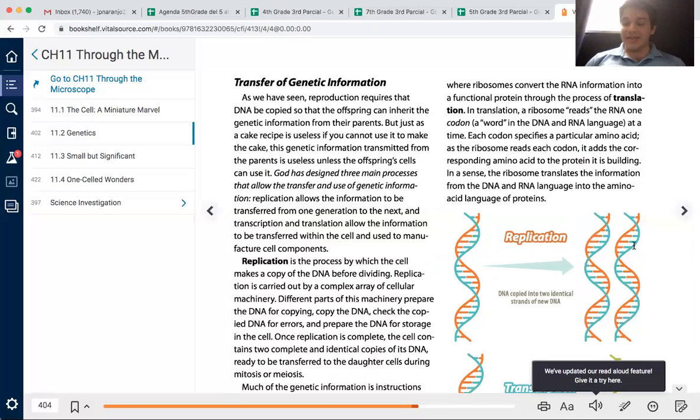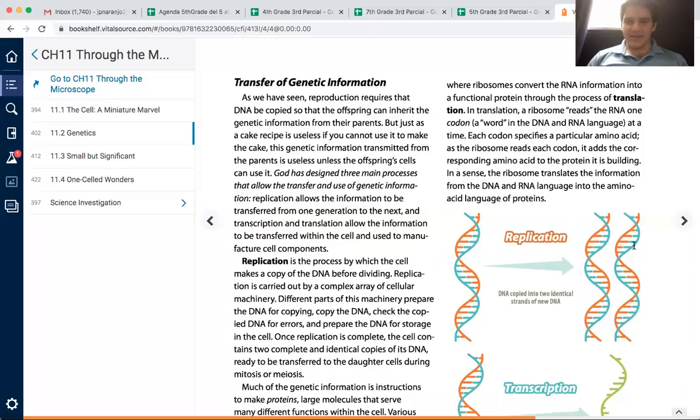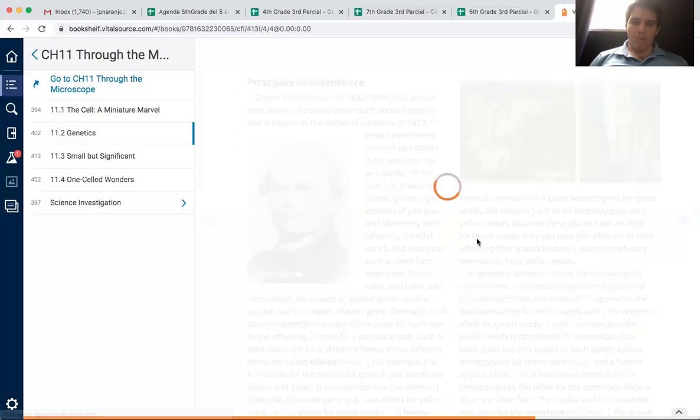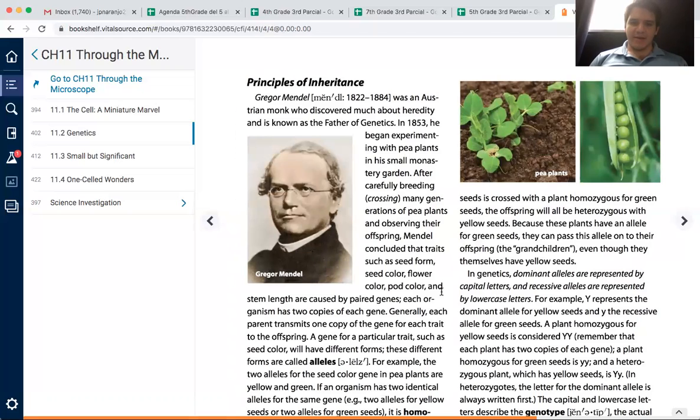And that's the same thing with diseases and stuff like that. So if there are diseases that run in your family, then those can be passed to you as well, unfortunately. It's kind of sad. All right, and then there's Gregor Mendel, okay? He discovered much about heredity, as the father of genetics. So passing down from one generation to the next, I guess you could say.